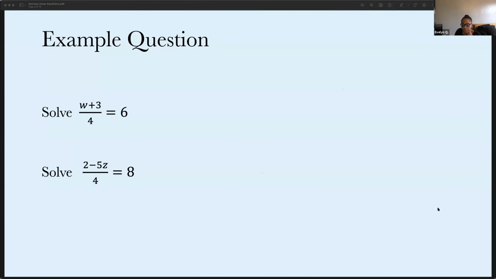Some people are asking what we will do tomorrow. Tomorrow we're going to have a look at simultaneous equations.